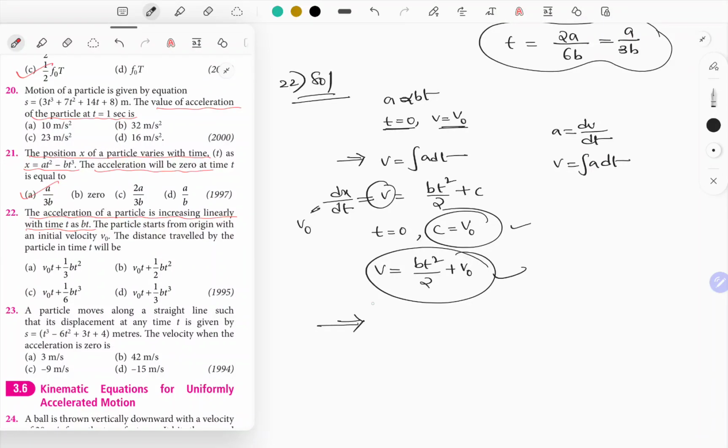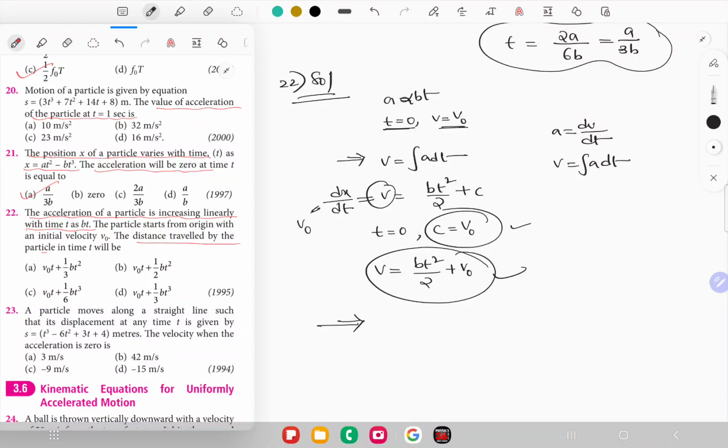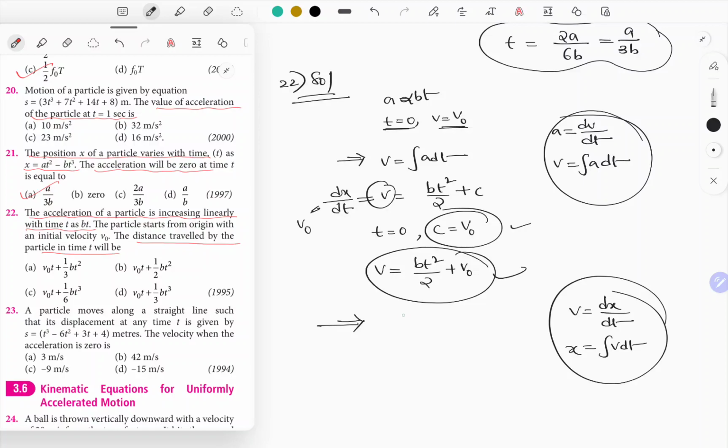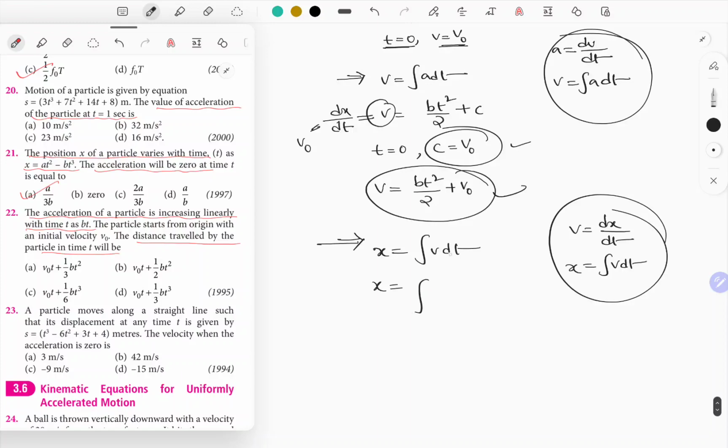Super. So I know the velocity equation with respect to time, then I need to find out the distance traveled by the particle. If v is equal to dx by dt, then how to find out x? x is nothing but integral v dt. That's all. Check out this process. So x is equal to integral v dt, then x is equal to integral, what's the value of v here? bt square by 2 plus v naught. b by 2 is constant. t square integration is t cube by 3 plus v naught integration is v naught into t. So finally it is bt cube divided by 6 plus v naught into t. Don't get confused here. This is b.